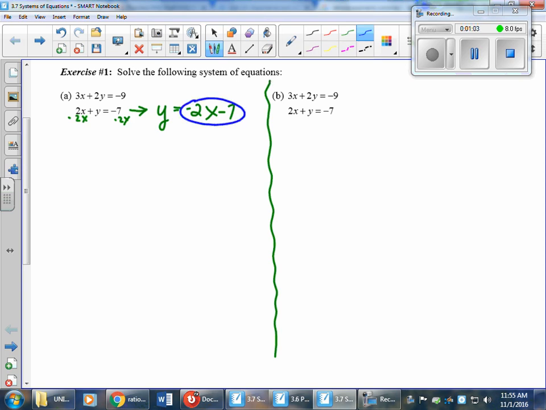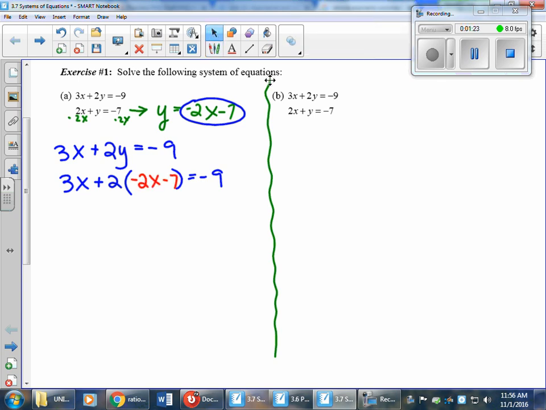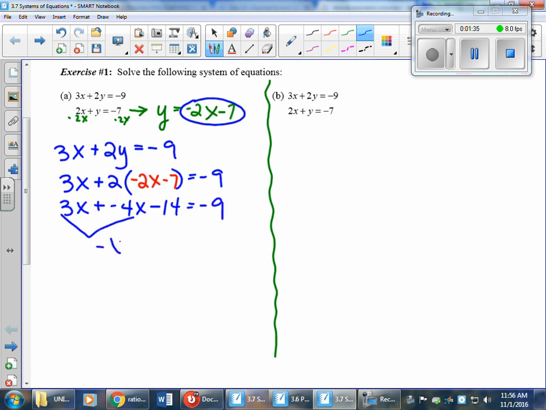Basically what I mean by that is I know y is equal to negative 2x minus 7. So I can write down the other equation in my system, which is 3x plus 2y equals negative 9, and I can substitute my y. I can take that negative 2x minus 7, put it in here, and continue solving from this point. So I get 3x plus negative 4x minus 14 is equal to negative 9. I combine these two and I get negative x minus 14 equals negative 9.